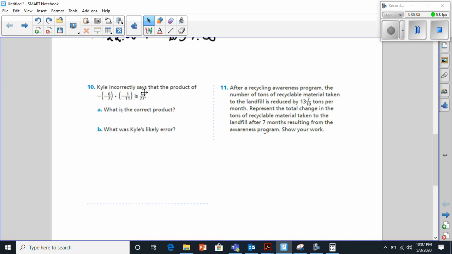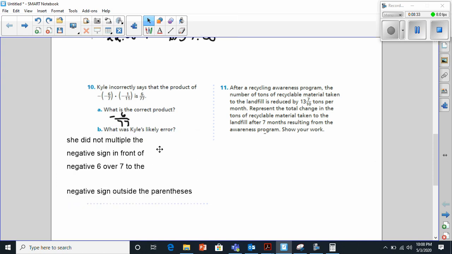So this is really going to be negative 6/77. And why is it 6/77? 6 times 1 is 6, 7 times 11 is 77. What was Kyle's likely error? Well, to me, she forgot to multiply the negative in front of the negative 6/7, which would have gave her a positive 6/7 multiplying to negative 1/11.